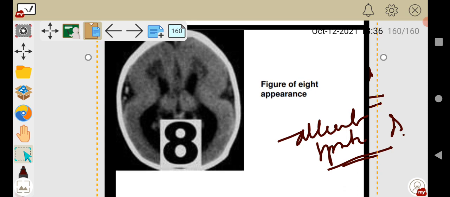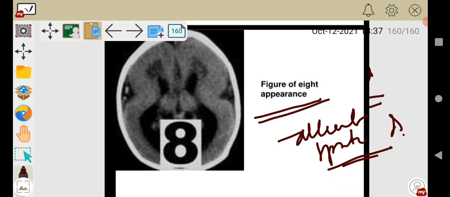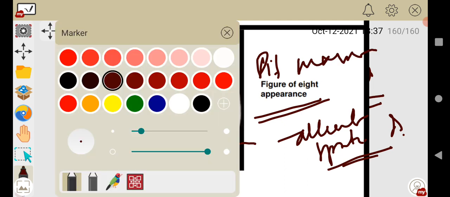Just now look, this one. Figure of 8 appearance. Where is it seen? Figure of 8 appearance. Pituitary macroadenoma. Good. Pituitary macroadenoma.